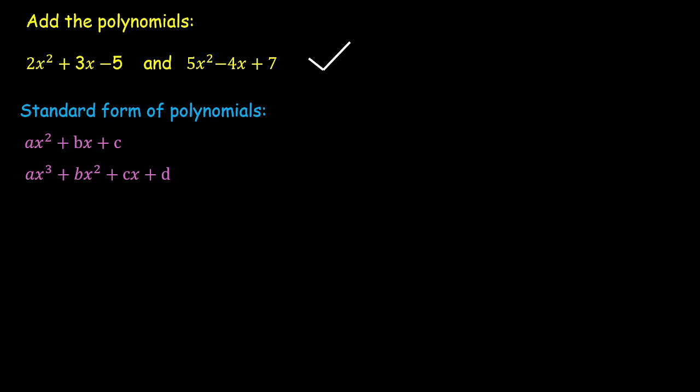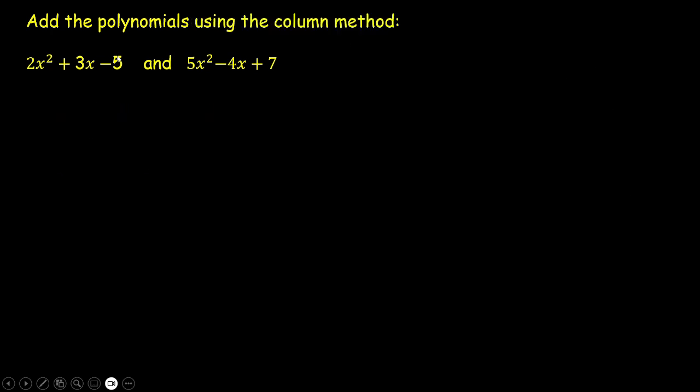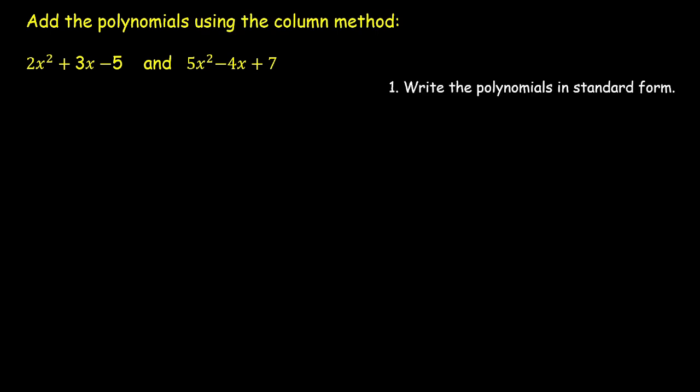Now, if you just recall, whenever we used to add numerals, we would place them vertically like this. And the ones digit was in one column, the tens digit in a separate column, and the hundreds digit in a separate column. We are going to do the same thing with these polynomials now. And this is called adding the polynomials using the column method. So, the first step is clear and we have checked it. The polynomials are in the standard form.